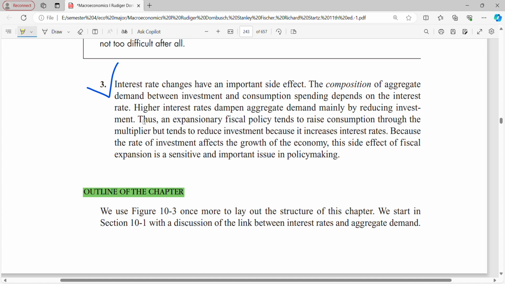So this is fiscal policy, not monetary policy. Government does this. That is, an expansionary fiscal policy tends to raise consumption through the multiplier but tends to reduce investment because investment is determined mainly by the interest rate. So if investment is increased, the interest rate also will increase. So they won't be looking at that, they'll just look at the multiplier and the increase in consumption, though the rate of investment affects the growth of the economy. The side effect of fiscal expansion is a sensitive and important issue in policy making.